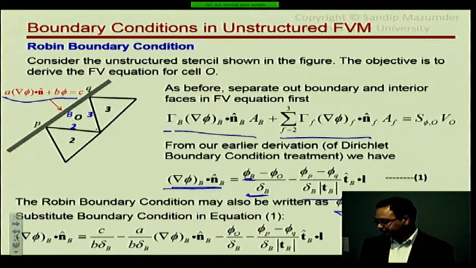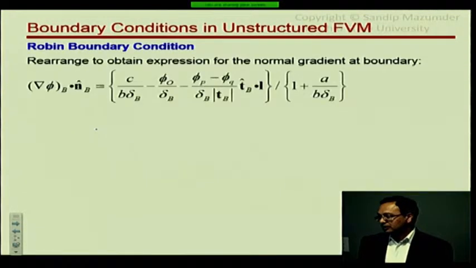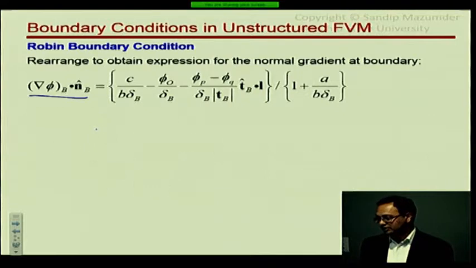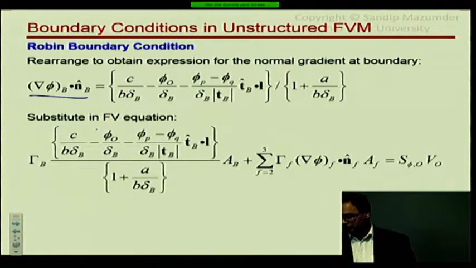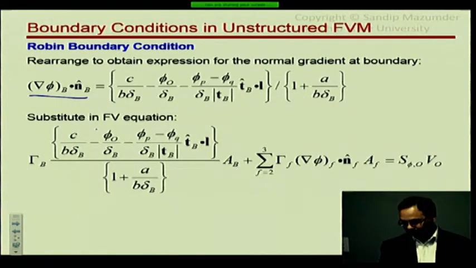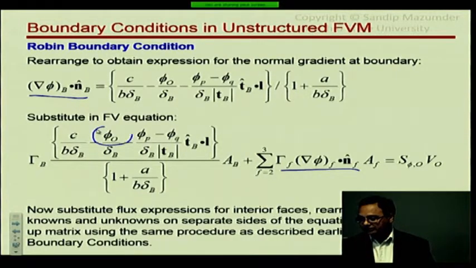I think what I have done here is I've plugged this expression in here, and that's how I get this term. And then you rearrange, so you get an expression for your gradient. Once you have that, you can plug it back into your original finite volume equation, which gives you something that looks like that. Of course, you can plug in your expressions for the interior faces and then rearrange everything. You see there's a phi naught which shows up, which means there will be a contribution to the diagonal. And then there are these vertex values which show up, which are not known. You have to treat them explicitly.